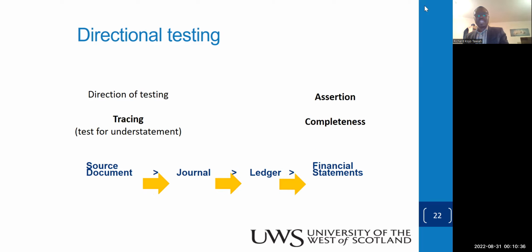Now, the other aspect is where we are tracing from the source documentation to what? The final financial statement, to check whether everything which needs to be recorded has been recorded, right from the source documentation, capturing it in the journal, posting to the general ledger, and then to the final financial statement, which we now present for auditors to audit.